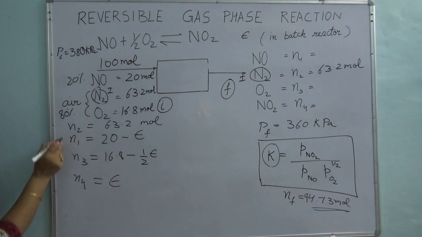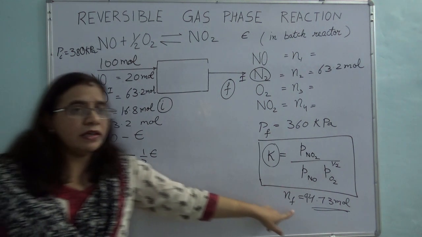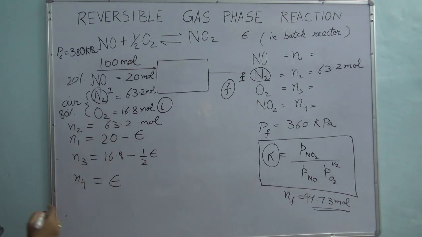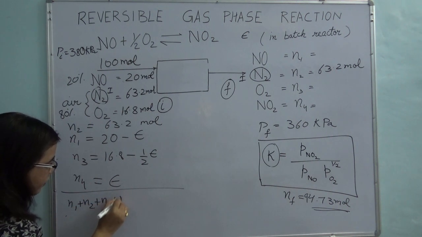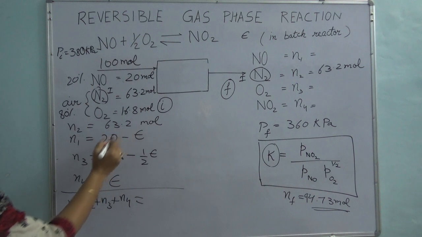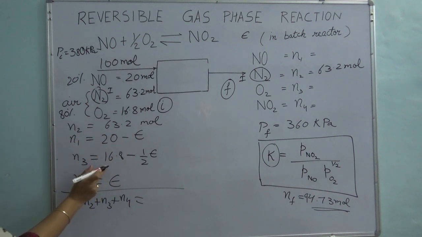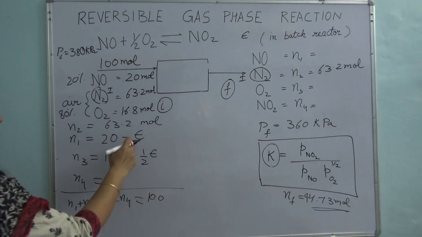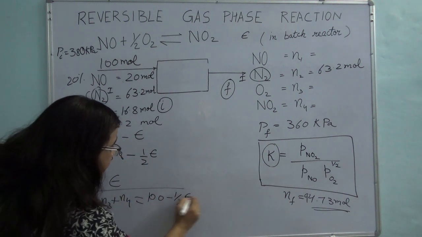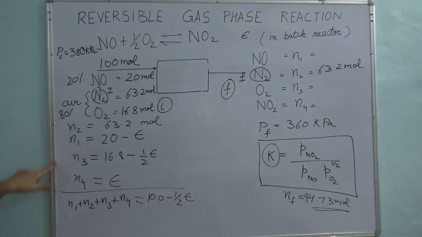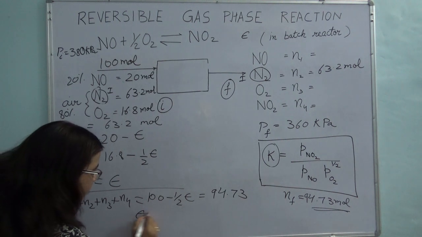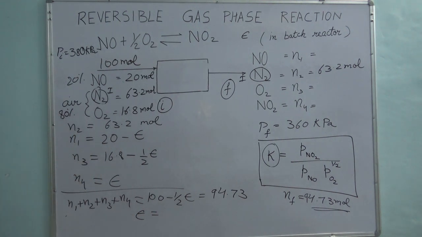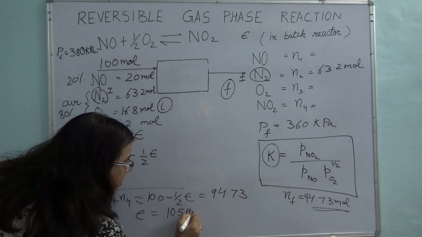Fine. If I add N1, N2, N3, N4, that is equal to my final number of moles. So let's add all these four equations. N1 plus N2 plus N3 plus N4 is equal to 63.2 plus 20 plus 16.8, that is 100, minus plus epsilon cancels out, so minus half epsilon. Okay, so I have added all these four equations to give me my final number of moles, which I know is equal to 94.73.